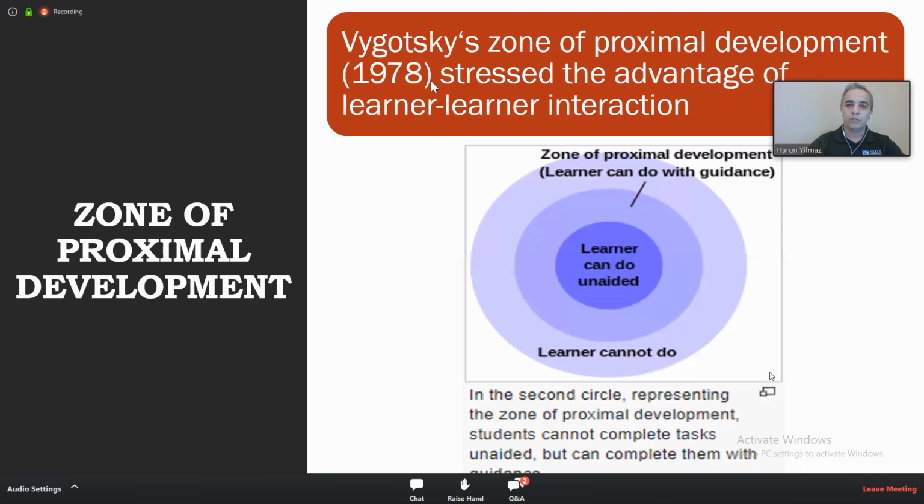And we talked about Vygotsky's zone of proximal development, and as you know, learners can learn something without any aid, but they need some guidance to increase their learning, and they need guidance from their peers and their teachers as well. So you need to focus on this area, and because of that reason, you need to use some kind of interaction to take advantage of this area to have your students learn.